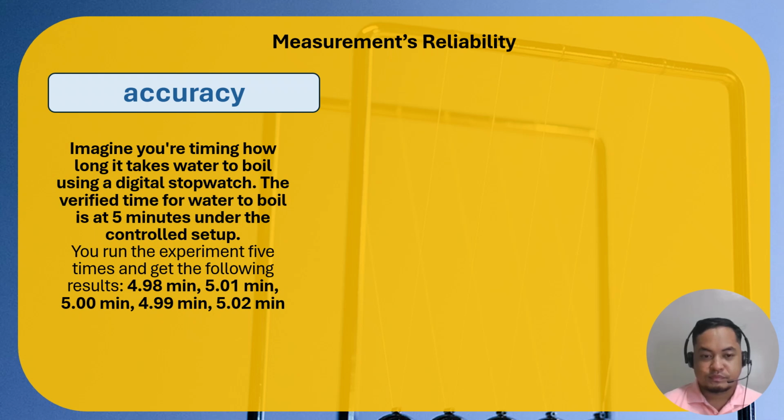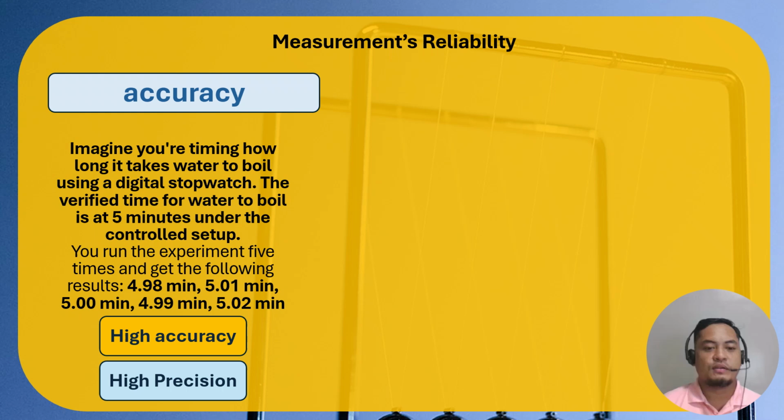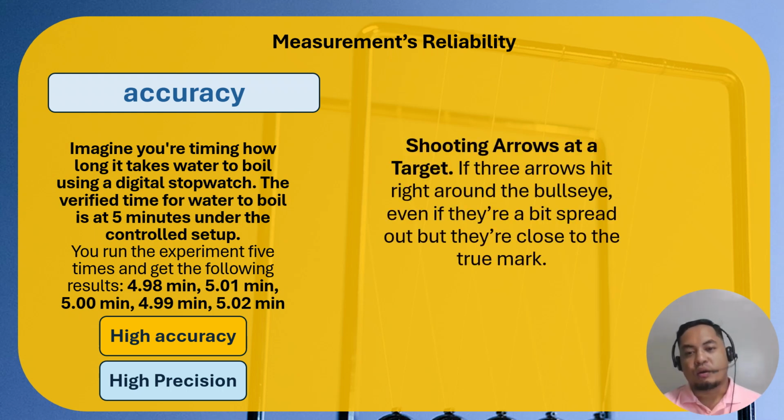The data is close to each other for sure. The precision there is high, right? They're close to each other. And when you get the mean or the average of these samples, it's close to the accepted value as well. So in this case, accuracy is high as well as precision. Okay. And we have shooting arrows at a target. If three arrows hit right around the bullseye, even if they're a bit spread out, but they're close to the true mark, what do you think is the measurement's reliability here in terms of accuracy and precision?